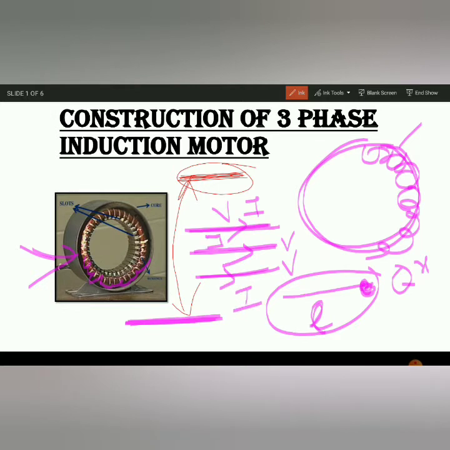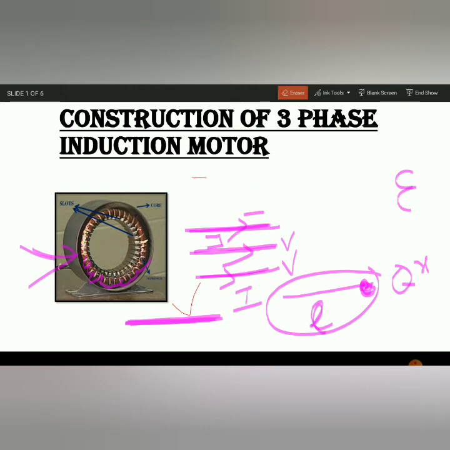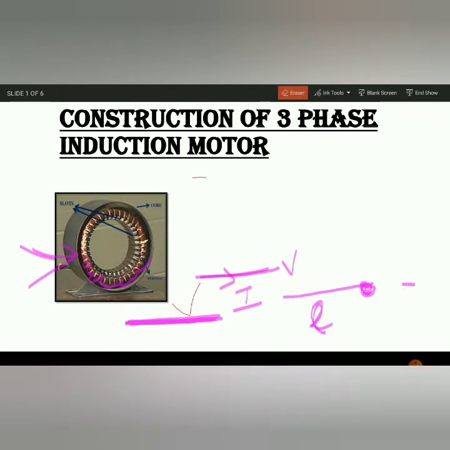Then why do we call it a three phase? The reason is that the voltage and current in these three phases are displaced by an angle, that is 120 degrees. Each phase is displaced by 120 degrees.